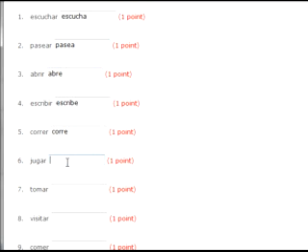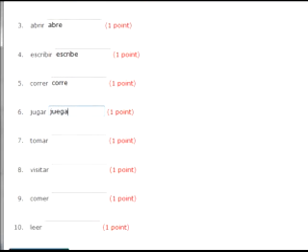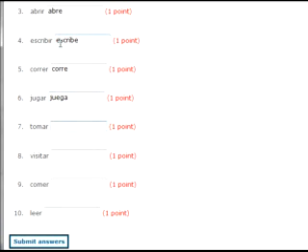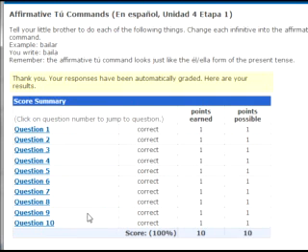Okay, this is a stem change verb. The U goes to UE. And in the third person, it's juega. Okay, it is an AR verb. Toma. I'm telling someone to visit. So if I say to someone, visit Mexico, I would say visita. If I'm telling someone to eat, come. And if I'm telling someone to read, I would say lee. And if we submit our answers, hopefully we got them all right. And we got 100% as you can see.